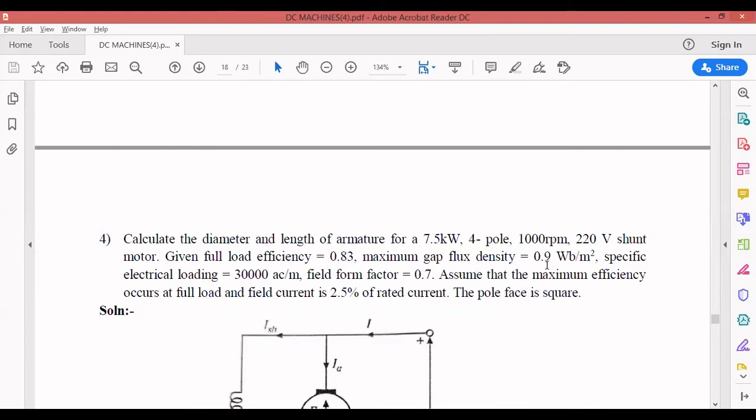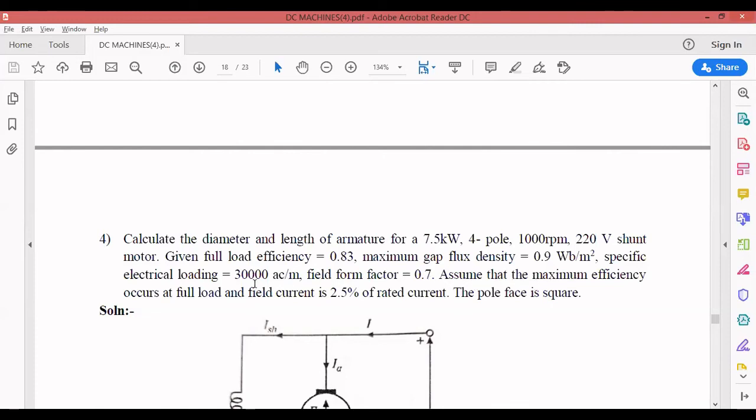Maximum gap flux density is given. Once again, it is given what? Maximum gap flux density, specific electrical loading, field form factor. Field form factor is nothing but what? Psi. KF is nothing but psi, because BG is equal to BAV by psi or BAV divided by KF. Both are the same. Instead of psi, they may give field form factor. Psi is nothing but pole arc by pole pitch. Field form factor is equal to 0.7.